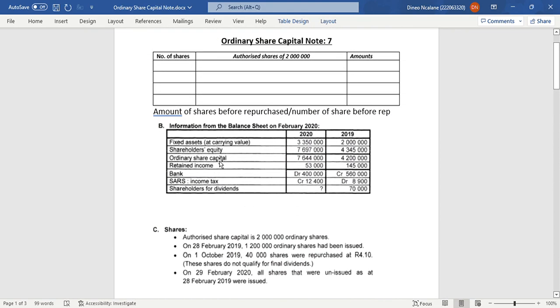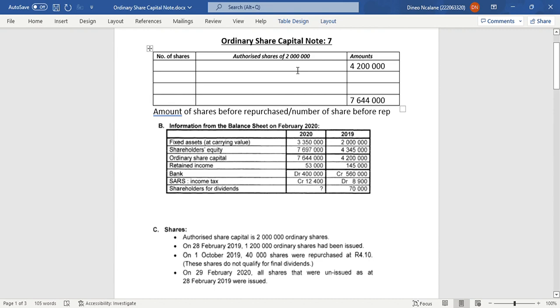So here I've copied these two adjustments which we need to do the ordinary share capital note. Firstly, here we are given the two amounts, the balance at the beginning of the ordinary share capital and also the balance at the end of the ordinary share capital. So you have to enter them in your notes. You have to put everything that you are given from the adjustments before calculating anything.